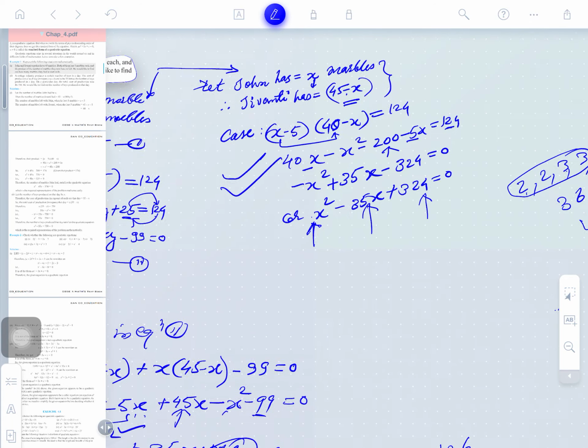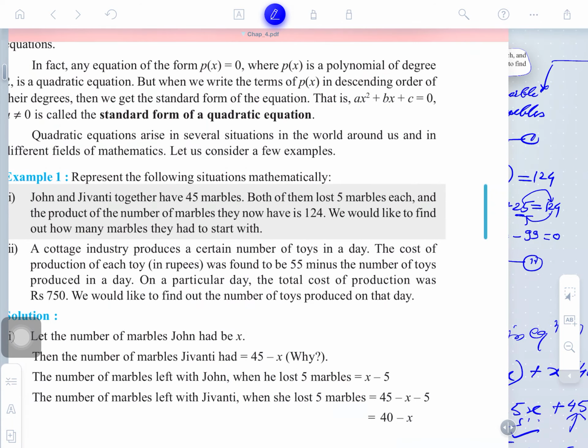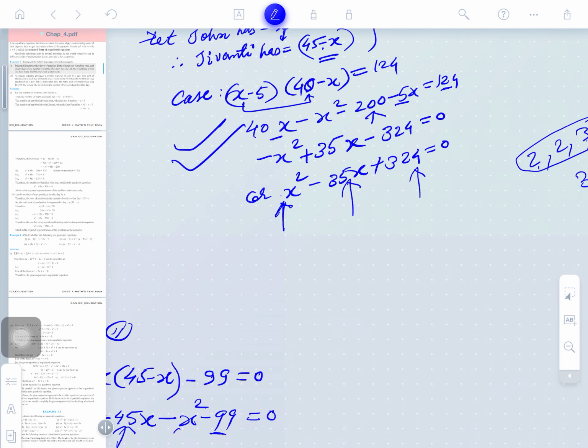There is some mistake. I am checking whether the equation is correct or not, okay guys, by the quadratic formula method. The discriminant D is equal to b square minus 4ac. This is the last topic of the chapter; it may help you understand this. So b square means 35 whole square, and 4a is 4 times 1, with 324 also there.